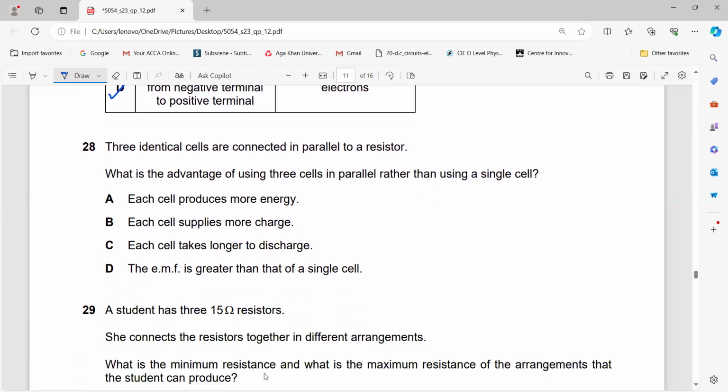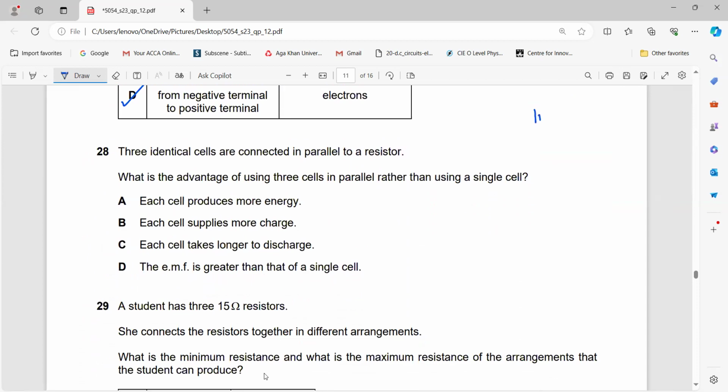Three identical cells are connected in parallel. Now, when you connect three cells in parallel, their total output voltage stays the same as the individual one. So if all three are 3 volts, the total EMF is 3 volts. If you connect 3 volt cells one after the other, that is in series, the EMF is going to be 9 volts. But anyway, three identical cells are connected in parallel to a resistor. What is the advantage of using three cells in parallel rather than using a single cell?